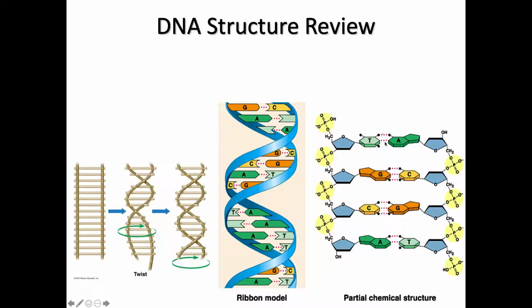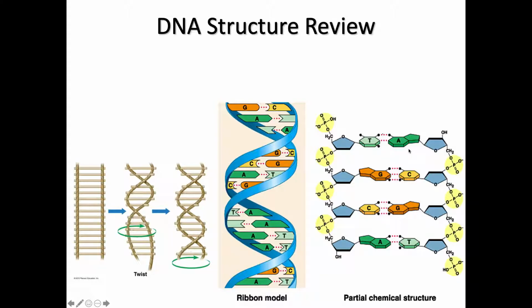Recall, hydrogen bonds are weak bonds, so that means that they can break and reform easily. That's really important when we want to carry out DNA replication. We want to break this double helix, break these two strands, and then when we finish replication, we can easily rebond the new daughter strand and the parent strand.